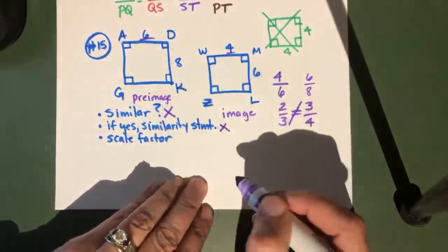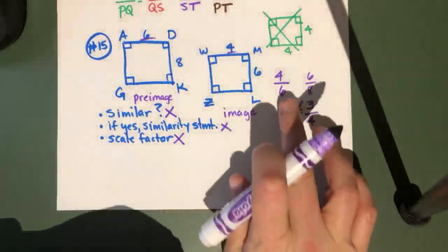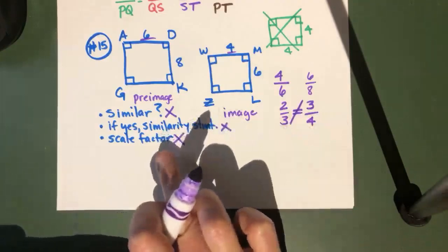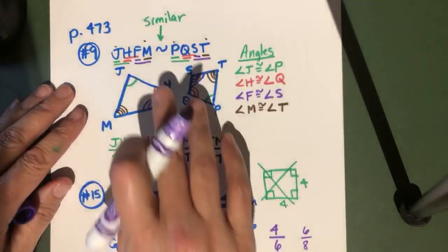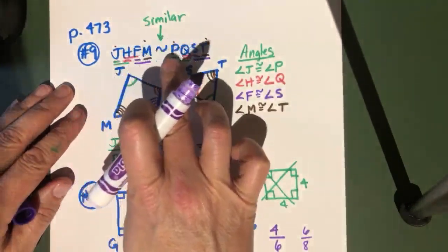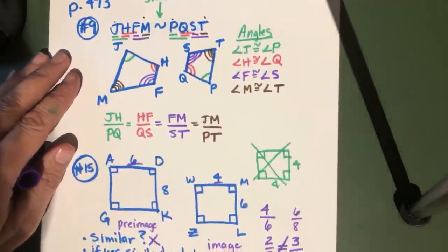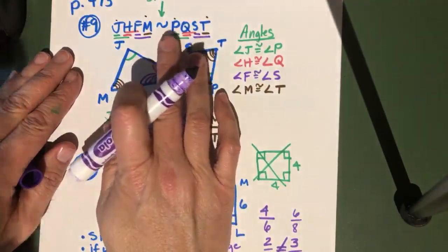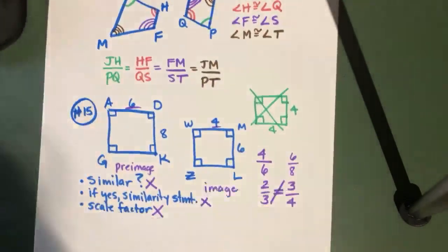Therefore, you don't need a similarity statement and you don't have a scale factor. Simple, right? Now, if those had come out to the same ratio, that ratio would have been your scale factor. Okay? And then to write the similarity statement, it would be just like the similarity statement up here. You would say JHFM is similar to PQST, but you would match up the angles here, if you can still see that. You would write, this is a similarity statement. And you can only write that if the 2 figures are similar. Okay? All right, so that is number 15 on page 473.